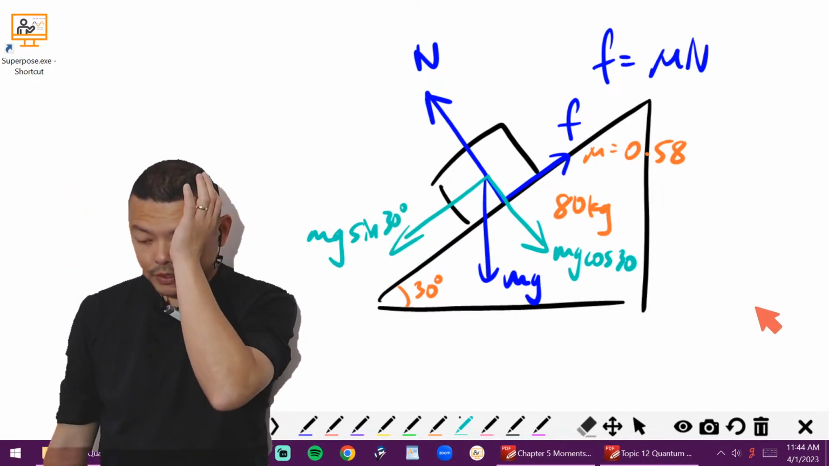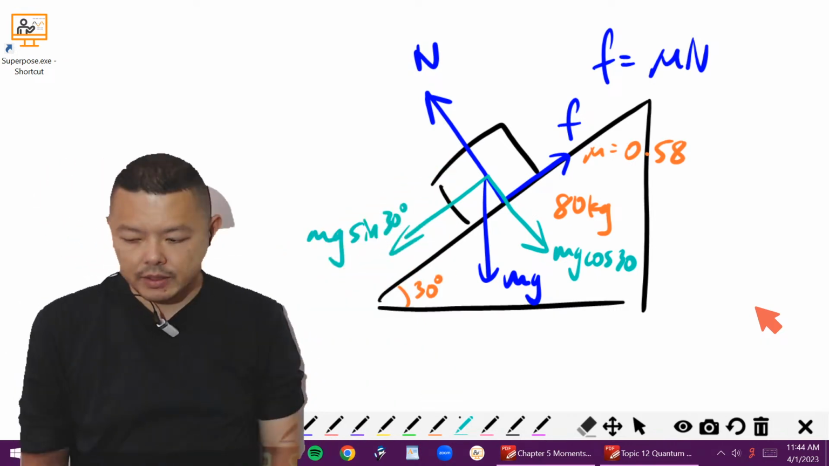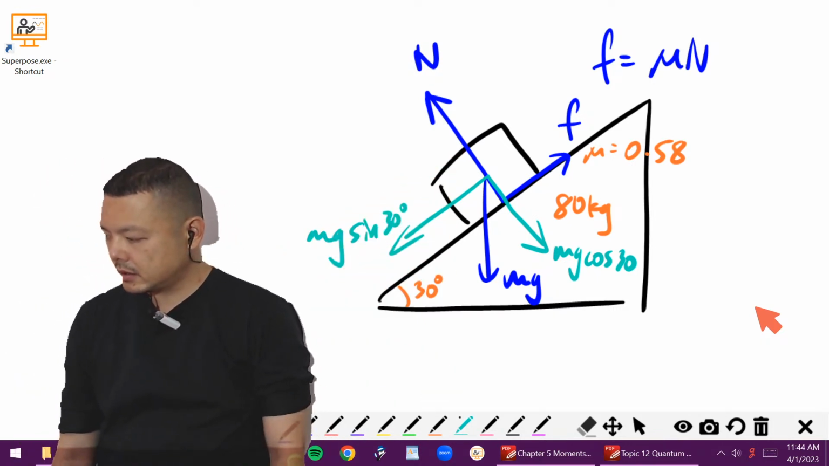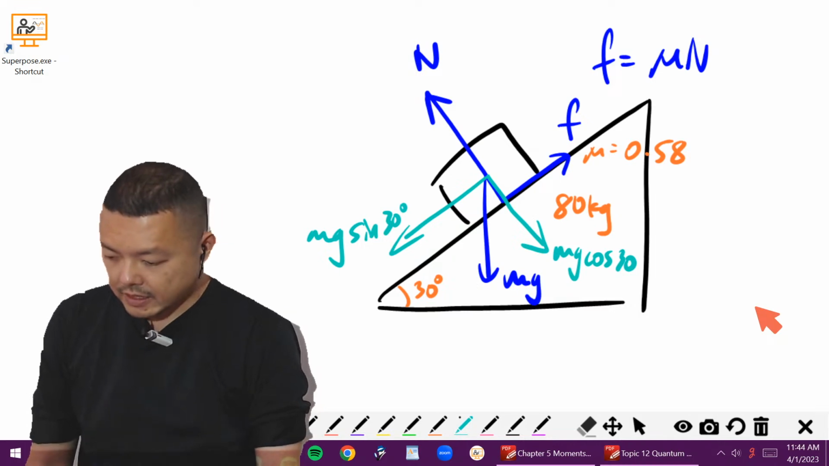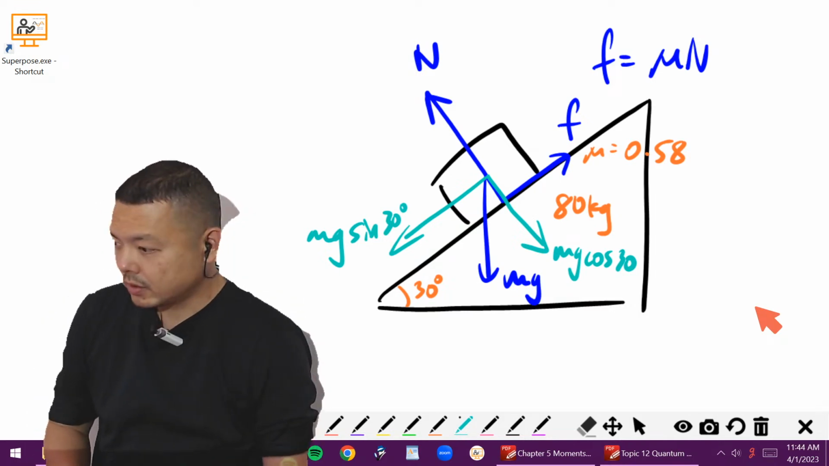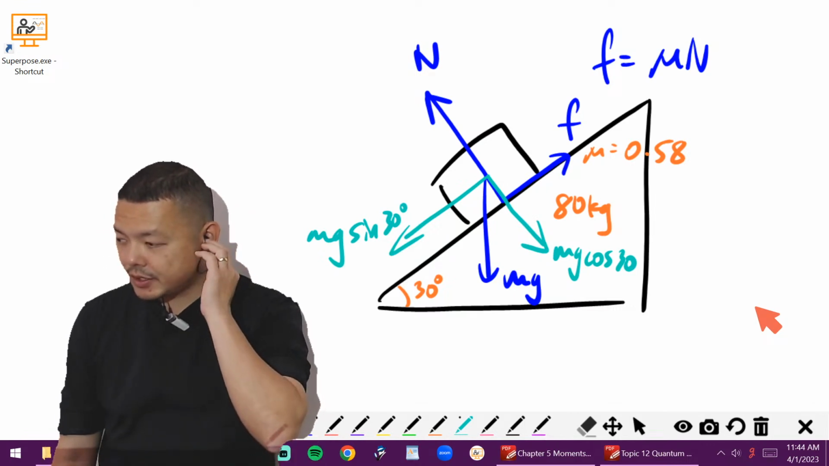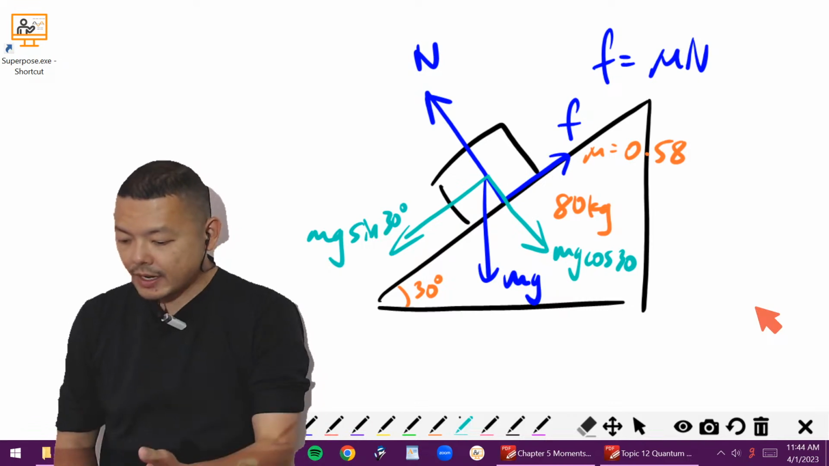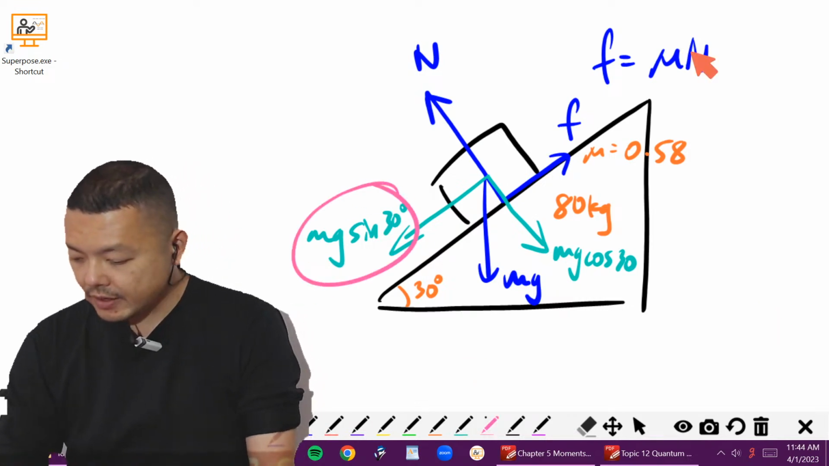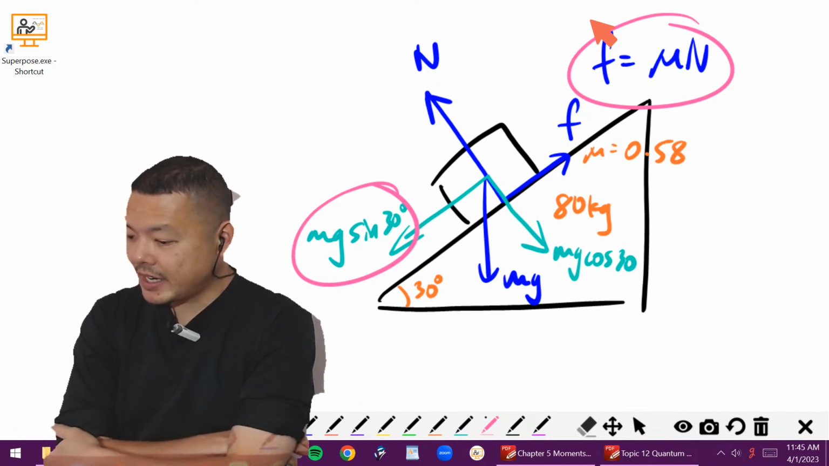So your job is to find out which one is bigger, mg sine 30 or friction equals mu N. Which one is bigger? You don't know? That's your job to find. Your job is to find whether it will be stationary or not. So work out the values. Where's the calculator? Bring it out. Work it out now.